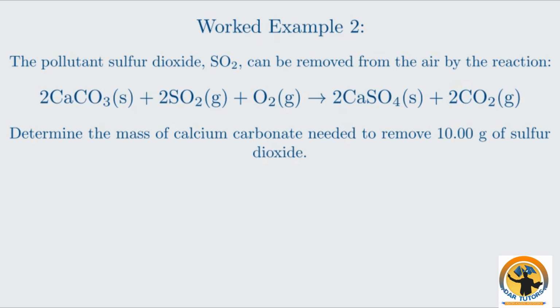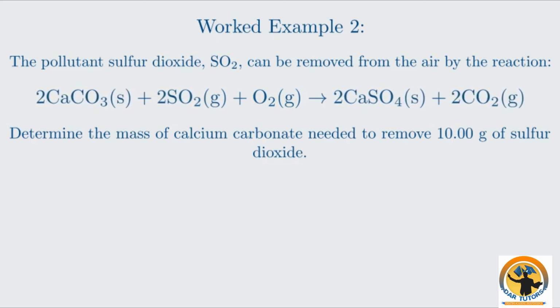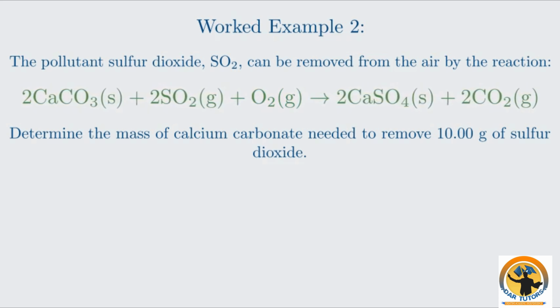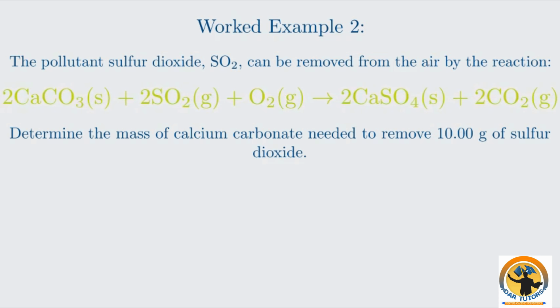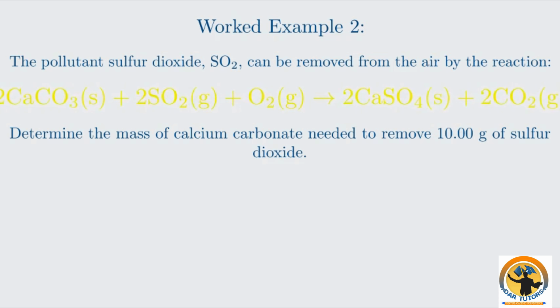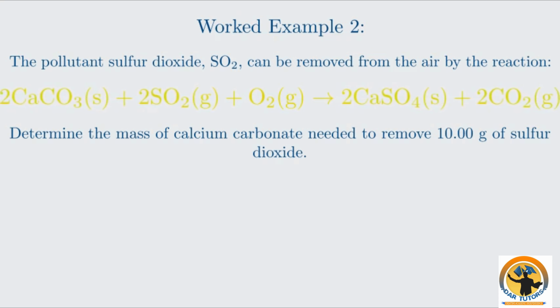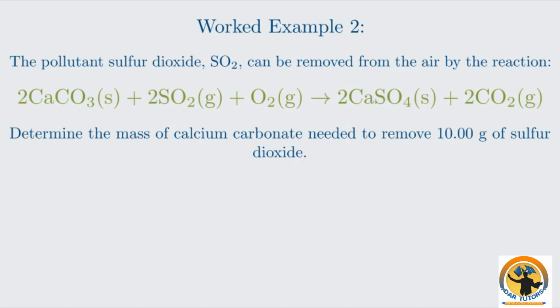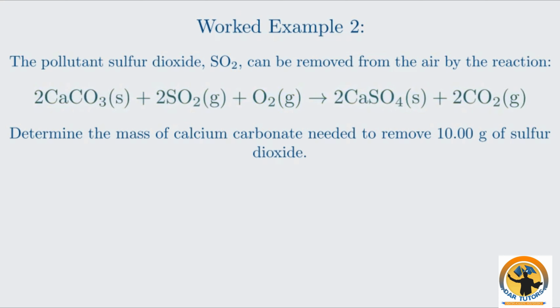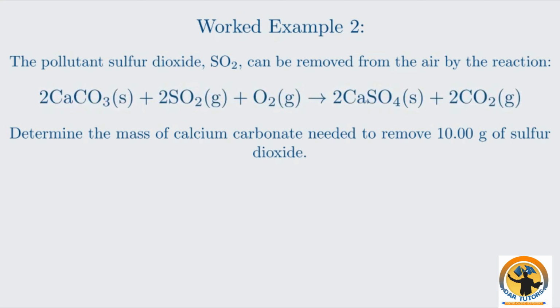First, we confirm the equation is balanced. We have 2 calcium atoms on both sides, 2 sulfur atoms, and on the left, 6 oxygens from calcium carbonate plus 4 from sulfur dioxide plus 2 from oxygen, making 12 oxygens. On the right, we have 8 from calcium sulfate plus 4 from carbon dioxide, also 12. The equation is balanced.